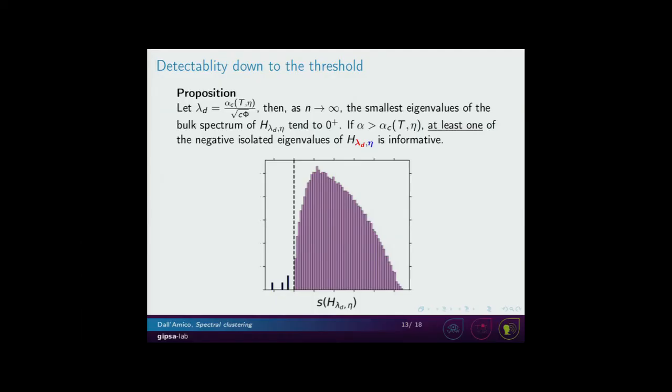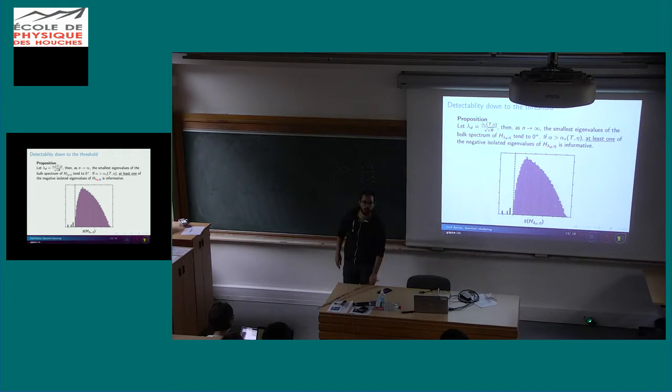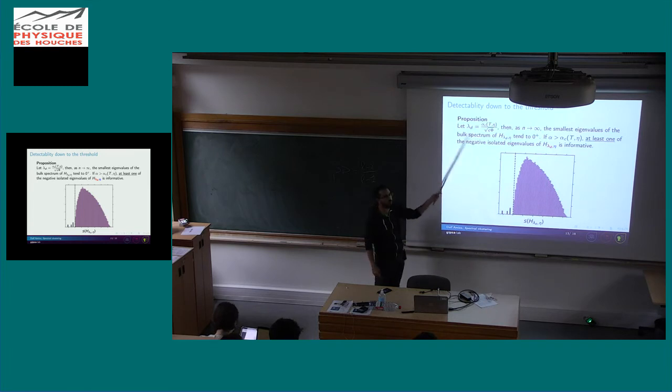So, this is the main proposition, which is not a theorem because it's not rigorously proved. We choose lambda d equal to alpha c over square root of c phi. Alpha c, we know it. It's a quantity that we can compute for any graph. It's almost independent of the graph. Then, in the thermodynamic limit, the smallest eigenvalue of the bulk, which is this purple thing, tends to 0 plus.